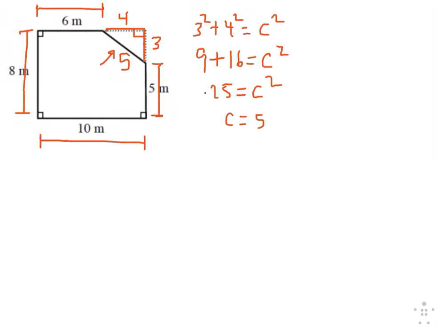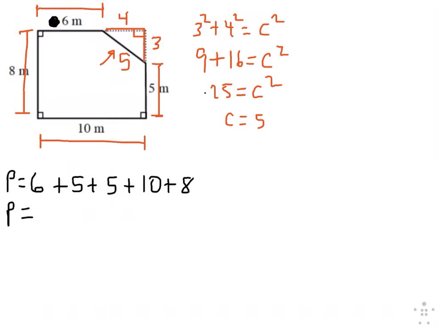So now for the perimeter, we need to add up all the sides. So I'm going to start right here, and I'm going to go clockwise. So I get 6 plus 5 plus 5 plus 10 plus 8 is the perimeter. So the perimeter is 16, 26, 34 meters, right? We added up all the sides of that.